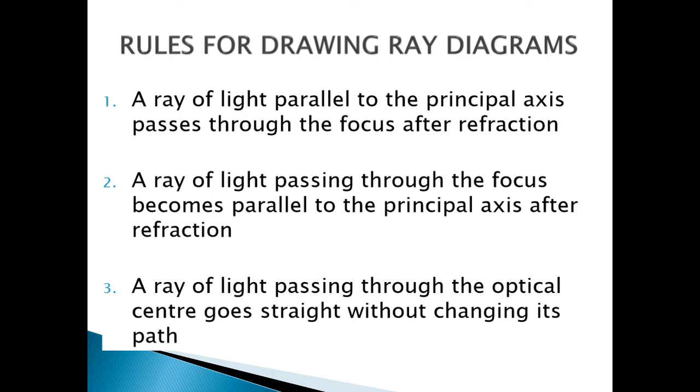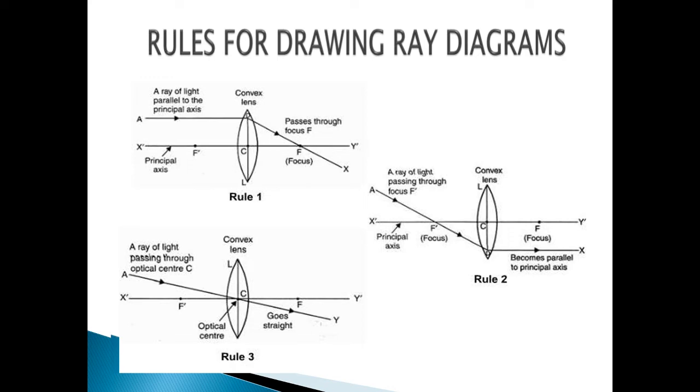Like we saw in mirrors, when light passes through the center of curvature, it will retrace its path. The same way, here the light passing through the optic center will go straight without changing its path, without changing the speed. Means the speed doesn't change when it passes through the optic center. So the rule is explained by the diagrammatic representation also.